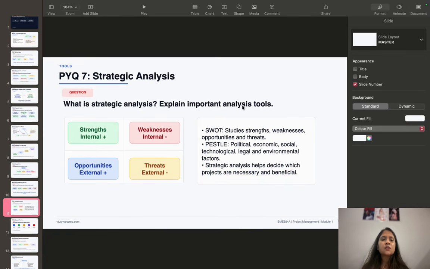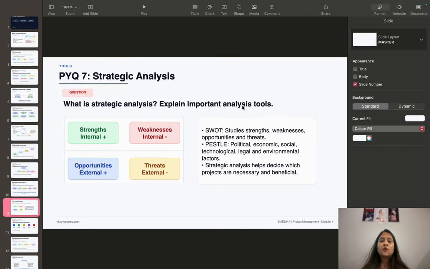Next, moving on to the next question, which is strategic analysis. What is strategic analysis? Explain important analysis tools. So strategic analysis means studying the internal and external environment of an organization before selecting the project. One important tool is SWOT analysis.